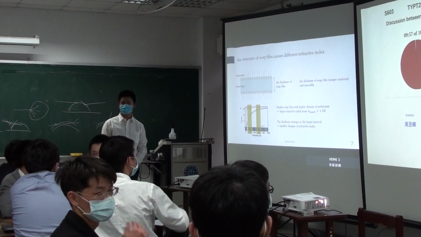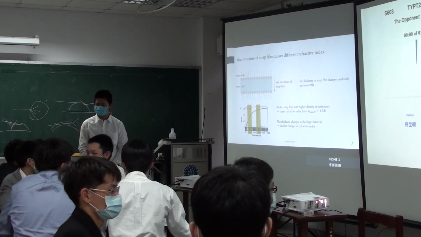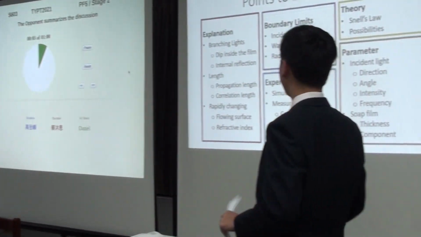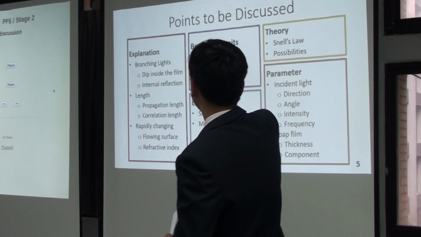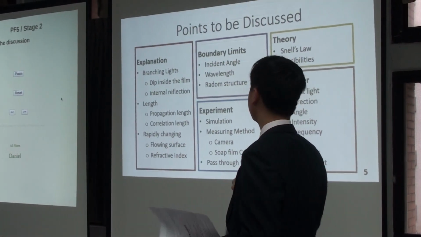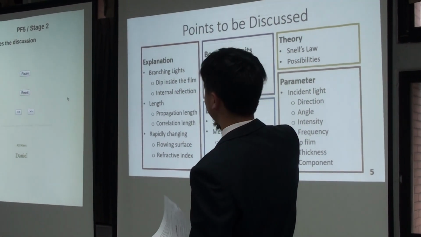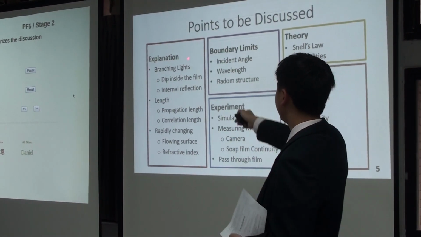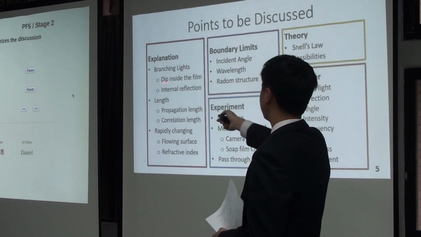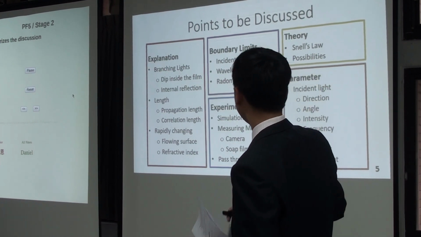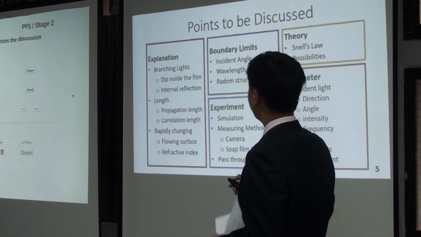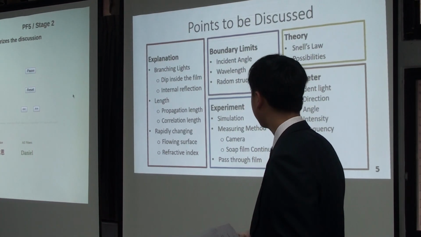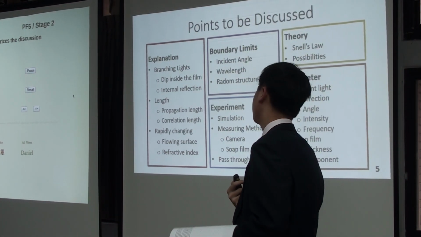Opponent, one minute to summarize. As for the summary of my discussion, I believe that the reporter has not mentioned the boundary limit of the incident angle, and also failed to demonstrate the wavelength and the random structure that appeared in his report. The reporter also failed to explain the main reason for the branching light tracks, and there is no clear definition of the correlation length.